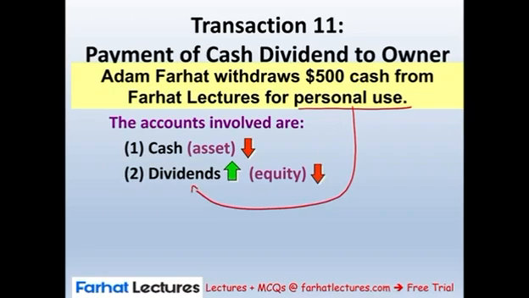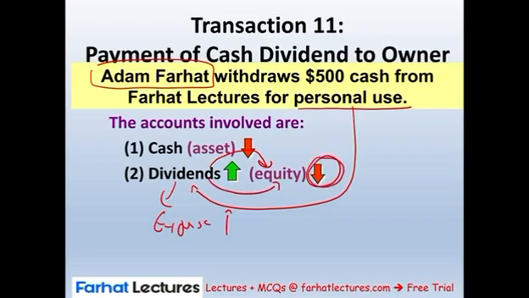When the owner takes money out of the business, remember Adam is the owner, we call this a withdrawal. It's classified under dividend. Dividend is an equity account. Dividend, just like expenses, they always go up. However, from an equity perspective, dividend reduces equity.